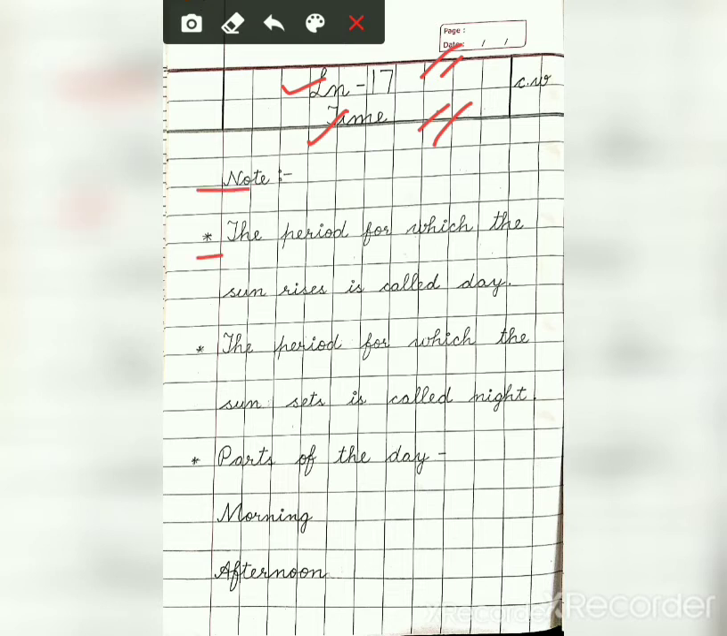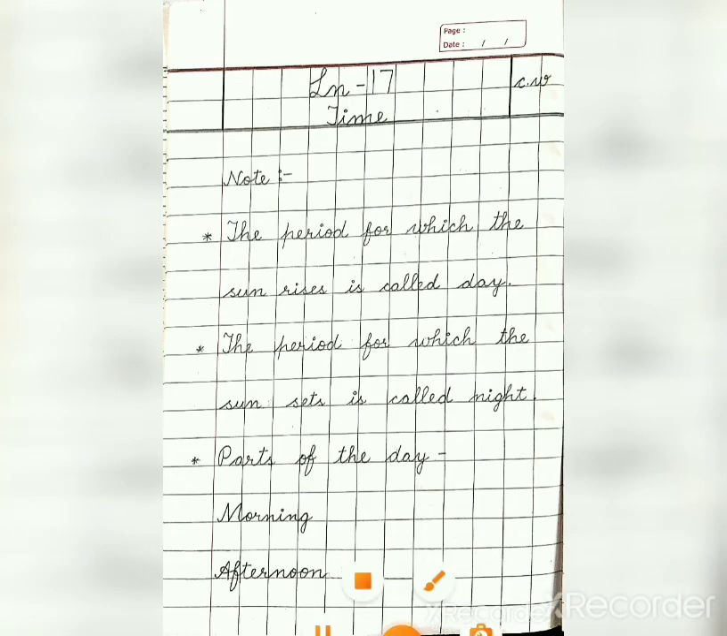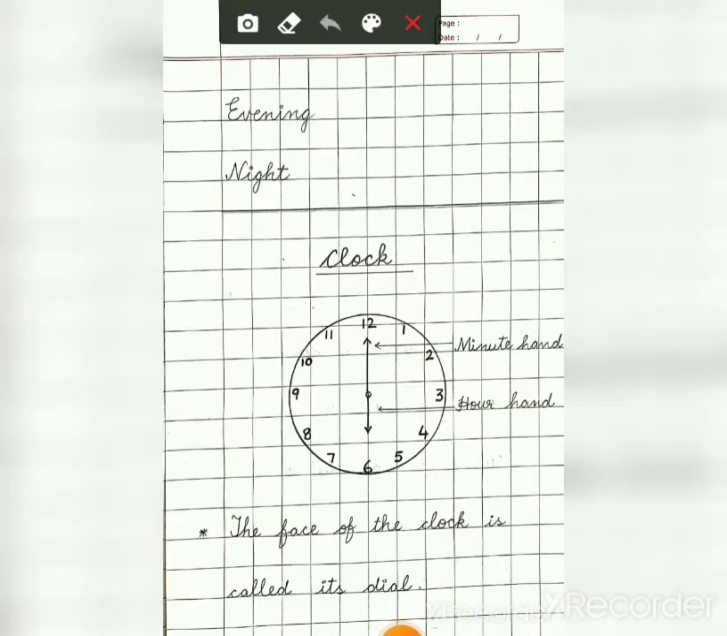First point, the period for which the sun rises is called day. Second point, the period for which the sun sets is called night. Third point, parts of the day: morning, afternoon, evening and night. After that, draw one line.